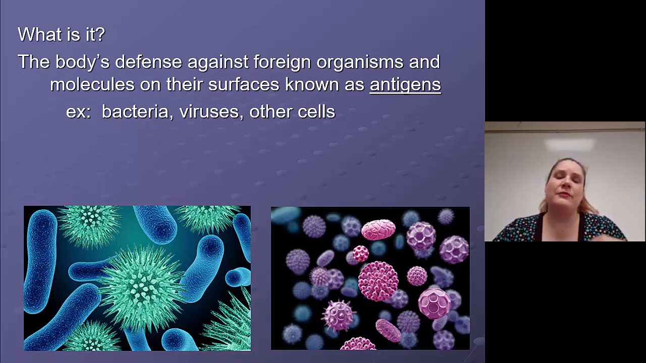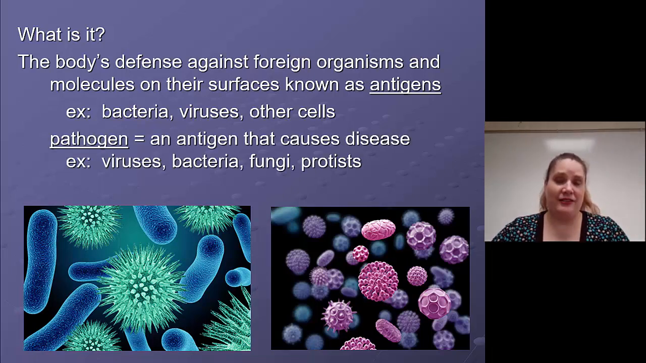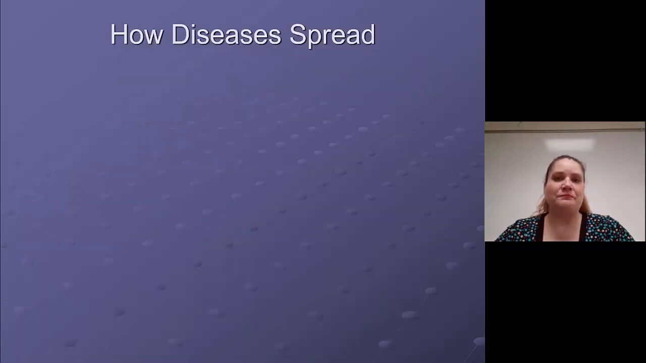Now, if those things that come into our body cause a disease, they get a special name. All kinds of stuff comes into your body and doesn't cause a disease. Those are just antigens. If they cause a disease, then we call them pathogens. So an antigen that causes a disease is a pathogen. For example, a virus that affects humans is a pathogen for humans. But a virus that affects birds is not a pathogen for humans. It is a pathogen for birds. So unless it creates a pathology, an illness, it's not considered a pathogen.